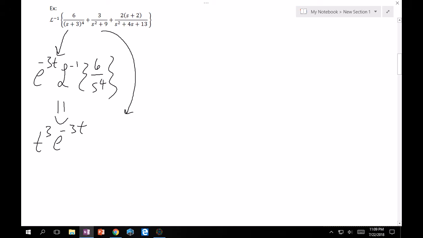This is exactly what's on the Laplace table for sine: a over s squared plus a squared, where our a in this case is going to be 3. So this is going to be a plus sine of 3t.